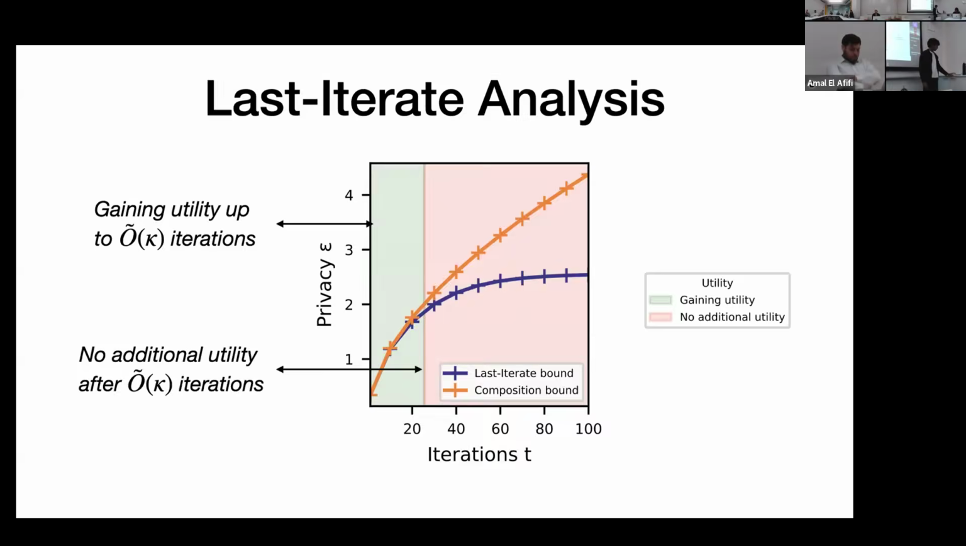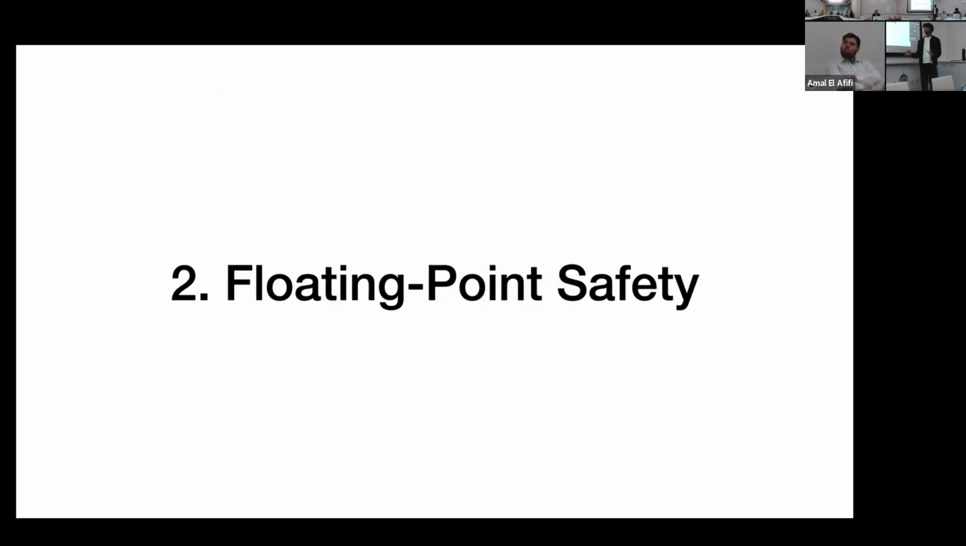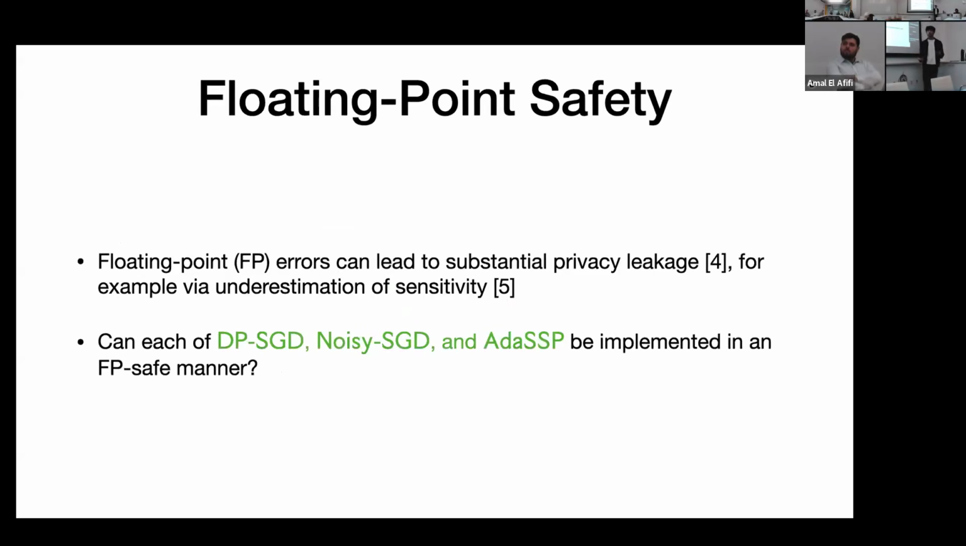Yeah. So the next part I want to talk about, which is maybe a little less mathematical, is floating point safety of these three algorithms. As I mentioned, there are a few papers, one by Ilya Mironov and another one by two folks in this room and some other collaborators. Floating point errors can lead to substantial privacy leakage, as an example, via underestimation of sensitivity, if we don't use some specific routines to avoid introducing this additional sensitivity in calculations. So one natural question to ask, given this existing result, is whether DP-SGD, Noisy-SGD, and AdaSSP can each be implemented in an FP-safe manner.